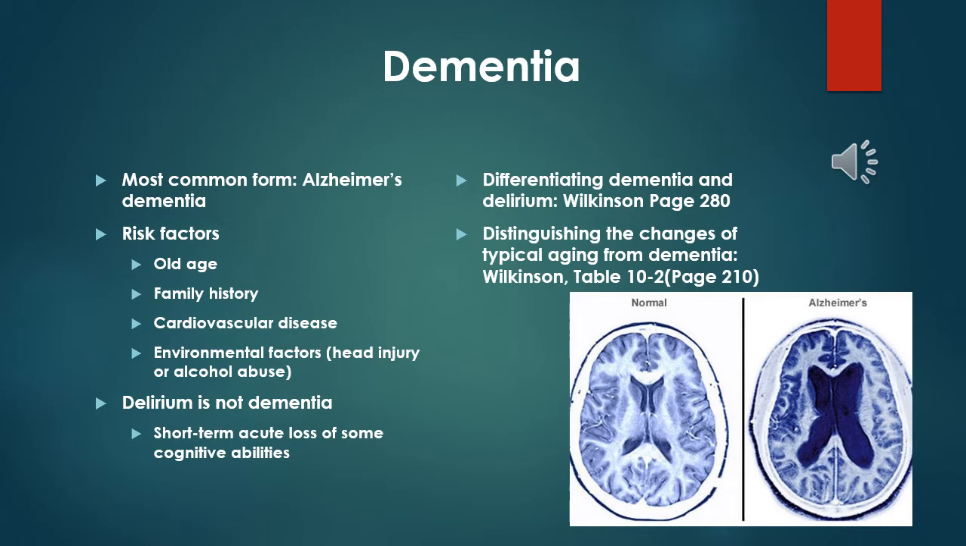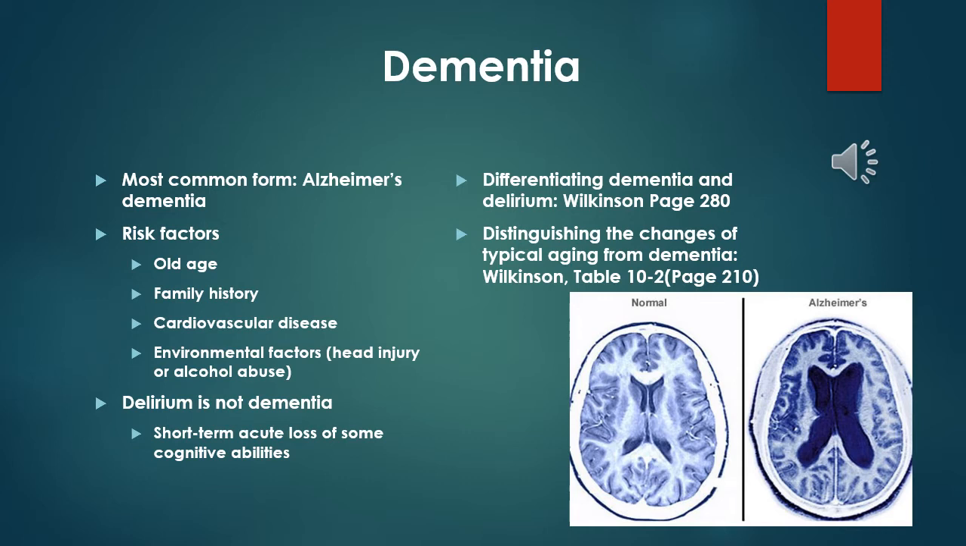And the risk factors for this include old age, which is why we are covering it in this lecture, family history of the disease, cardiovascular disease, and any environmental factors, especially any head injuries or alcohol abuse. Again, please note that delirium is not dementia. They are two different things, but they often get misdiagnosed or confused.